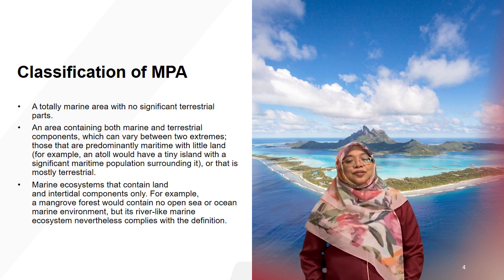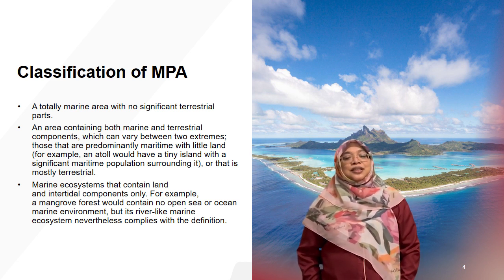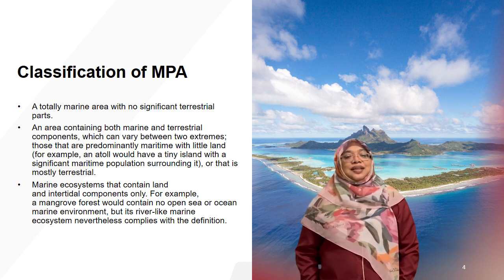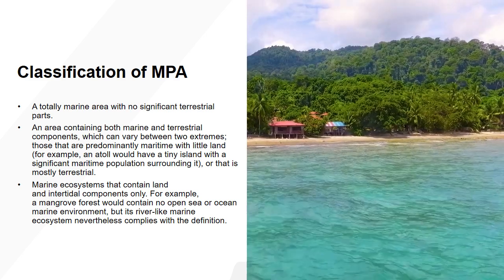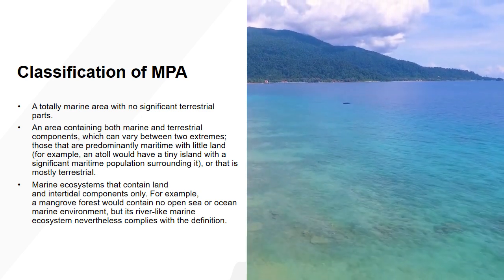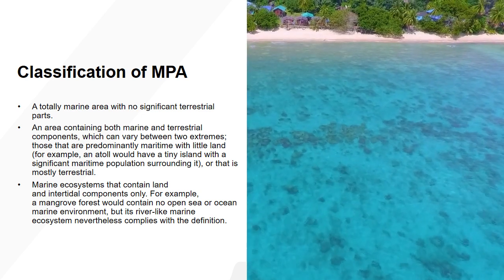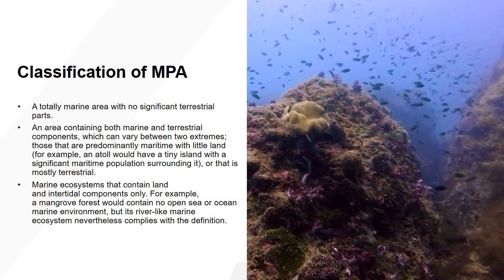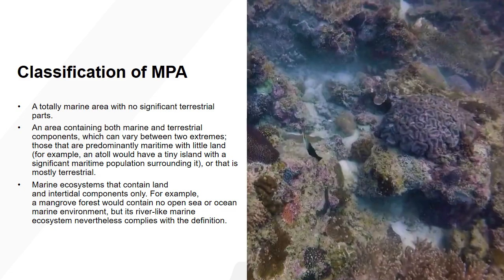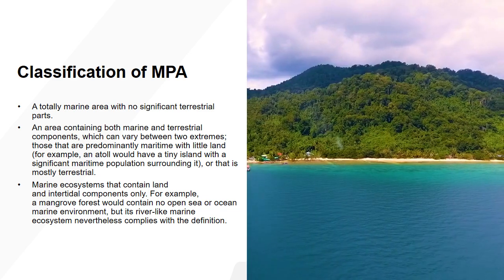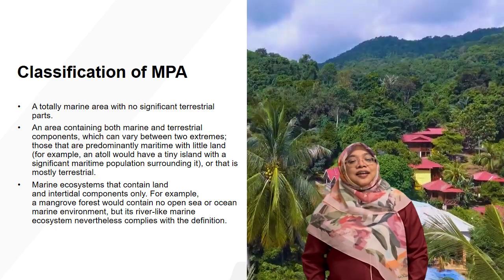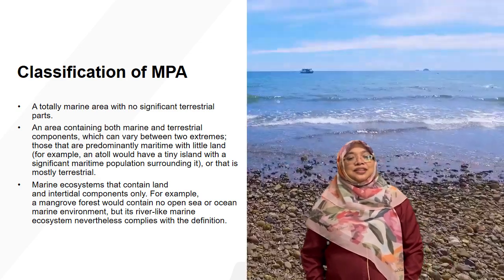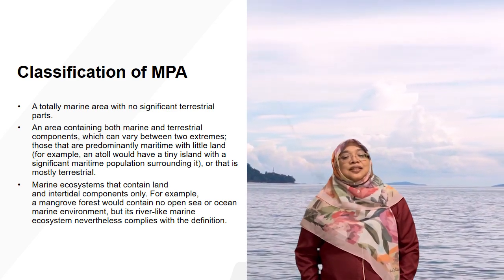Classification of MPA is basically based on a totally marine area with no significant terrestrial parts, or an area containing both marine and terrestrial components, which can vary between two extremes, either those that are predominantly maritime with little land, or that is mostly terrestrial. Marine ecosystem that contain land and intertidal components only, for example, a mangrove forest would contain no open sea or ocean marine environment, but its river-like marine ecosystem nevertheless complies with the definition.